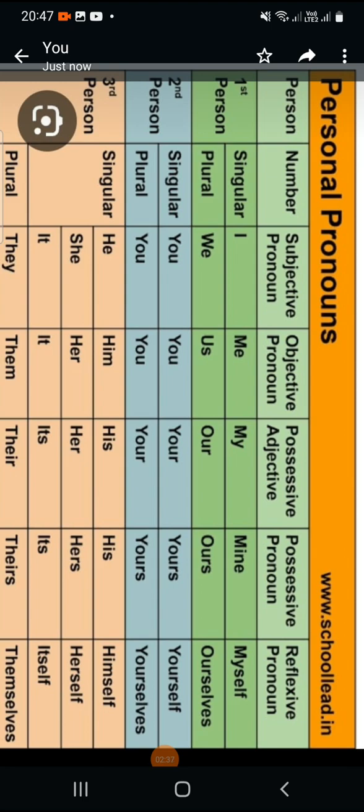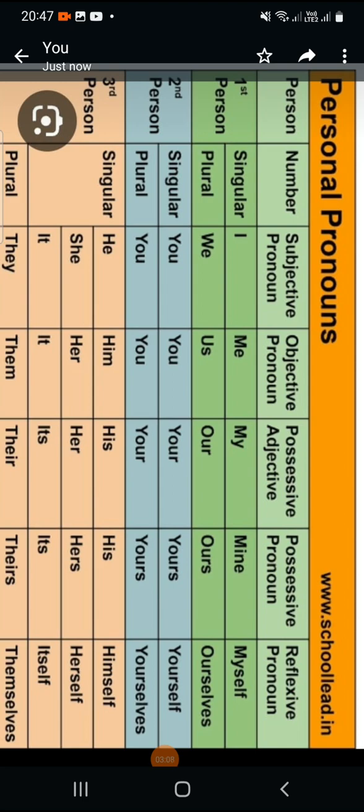So for example, Ram eats a mango. Here Ram is subject, right? And mango is object, and eats or eating is verb, right? So what you must have noticed, I think: Ram is a noun, and mango is also a noun. But why is Ram known as subject?